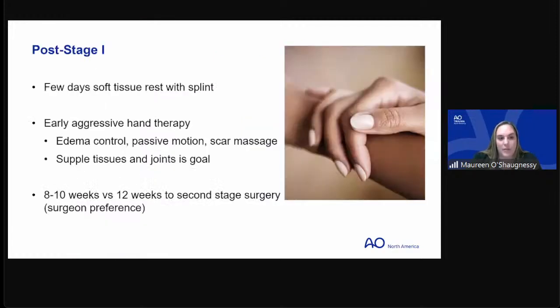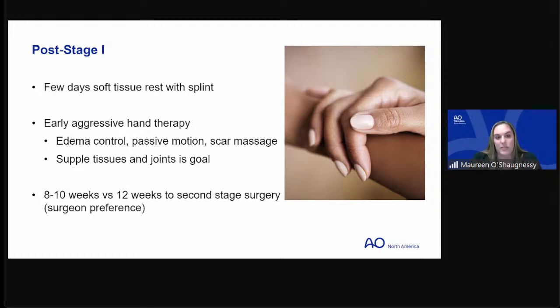After that first stage, you want to shut them down for a couple of days, let the incisions heal. Then you get them going right away with therapy, aggressive motion, aggressive edema control, get that scar mobilized and keep their tissues and joints moving so that you can do your reconstruction at 8 to 10 weeks or closer to 12.